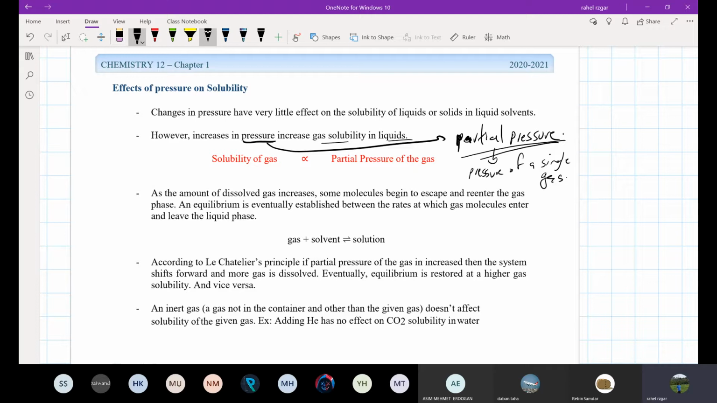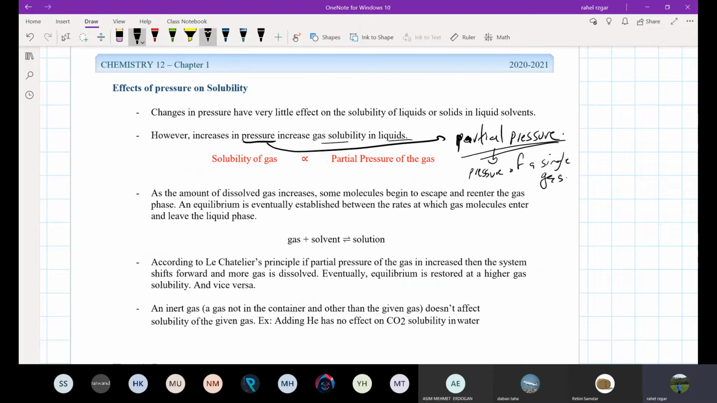We don't need this for gas in gas, because gases don't need pressure to mix. They just diffuse into each other. They form diffusion. They don't need to be dissolved. But for liquids, there must be a high amount of pressure for the gas to be dissolved.